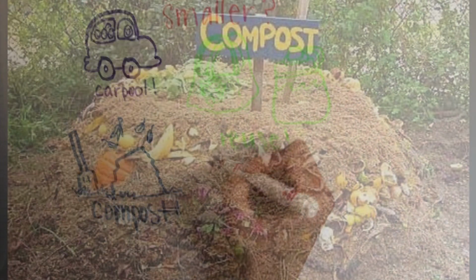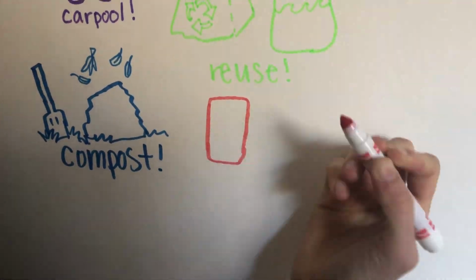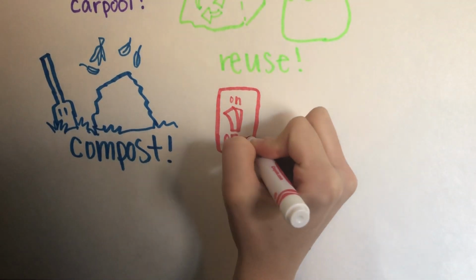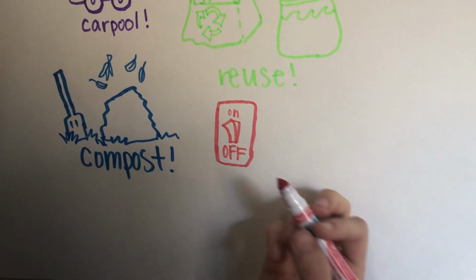This one is as simple as a switch. Turn off the lights when you're not using them. If you can open windows, use the natural sunlight. This is good for the environment and also good for you.